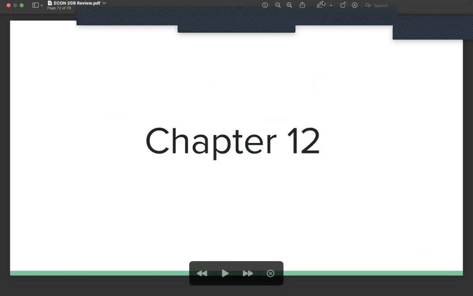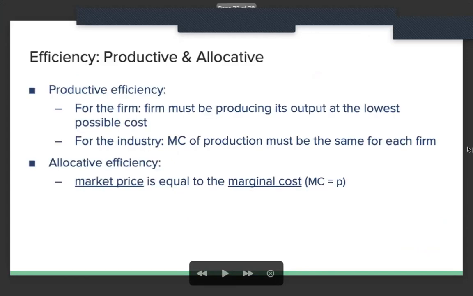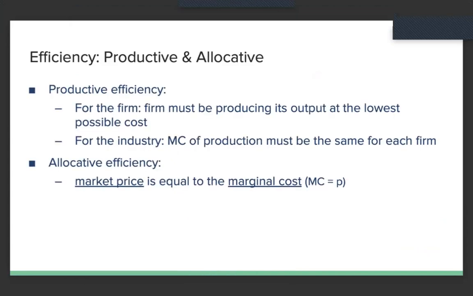Okay, and now let's quickly finish chapter 12. So now we finally talk about efficiency. We look at two types of efficiency: productive efficiency and allocative efficiency. Productive efficiency is, so let's look at a firm. A firm is productively efficient when it's producing its output at the lowest cost. So you have basically optimized your costs. You're producing the output at the lowest level of cost. So as a firm, you've optimized and you're productively efficient.